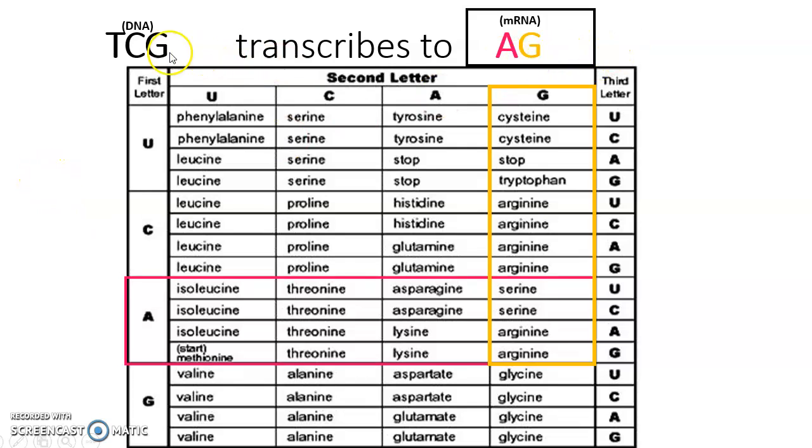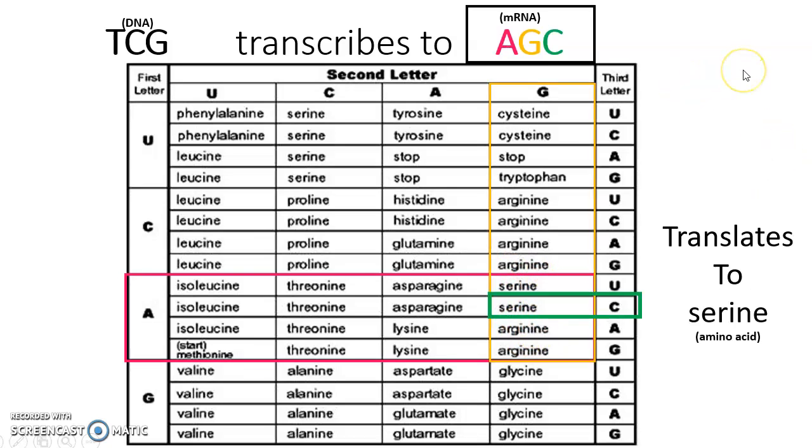G complementary base pairs with C. G is the second nucleotide in the codon. So we use this region here going down, and where the two overlap, the amino acid is in this area here. Then the third nucleotide, C, again complementary base pairs with G. Over here, C, third letter. Now we know the amino acid is serine.